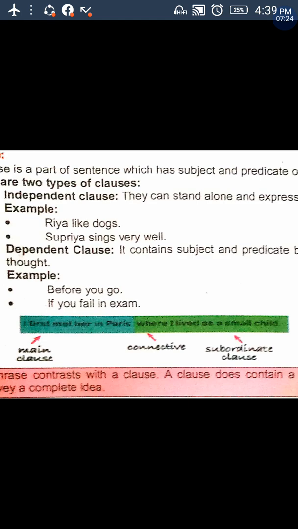Okay? There is a connection there. What connects both the dependent and the independent clause? The word where. That is the connection there. Okay?